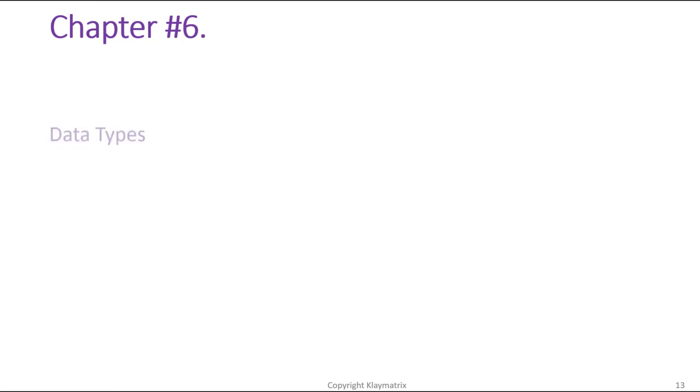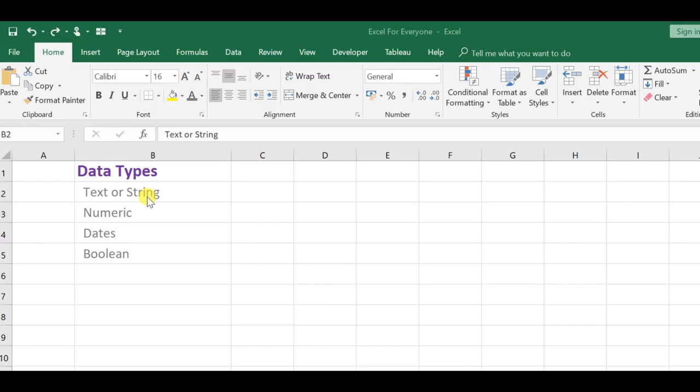Chapter 6, Data Types. Data types in Excel can be primarily text or string, numeric, dates, or Boolean.